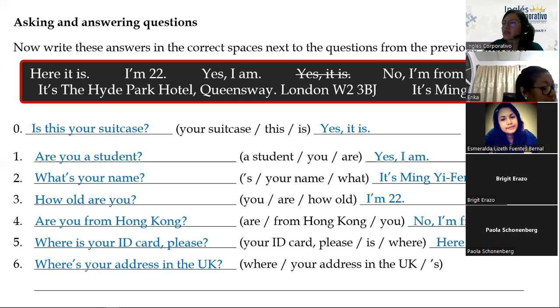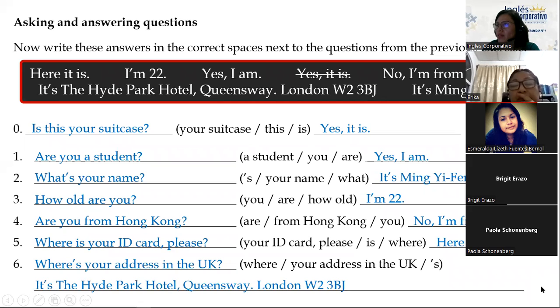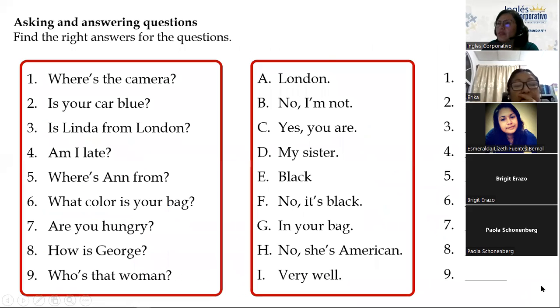Perfect. Entonces, that's going to be for this exercise. Now, let's move on to another one. Ahí está la última, perdón. So, asking and answering questions. Aquí, chicos, lo que vamos a poner en práctica es the use of the WH words, ¿verdad? So, si yo pregunto, where's the camera? The answer is in your bag. ¿Por qué? Porque where is for place, indica lugar. So where's the camera? In your bag, okay?